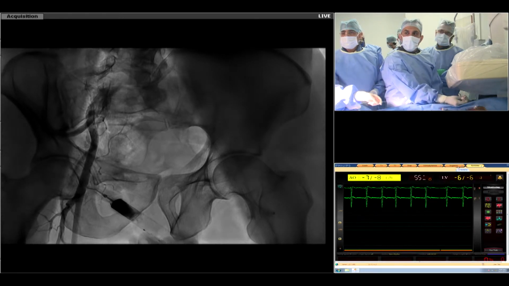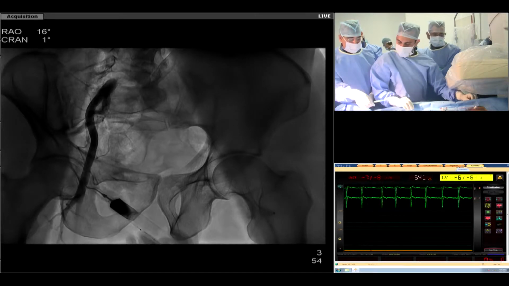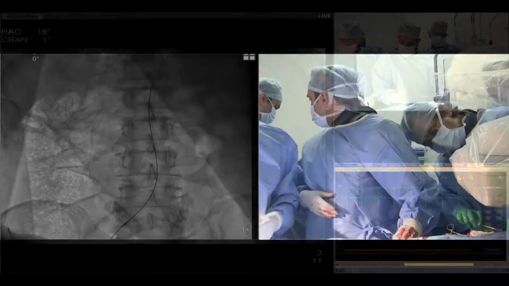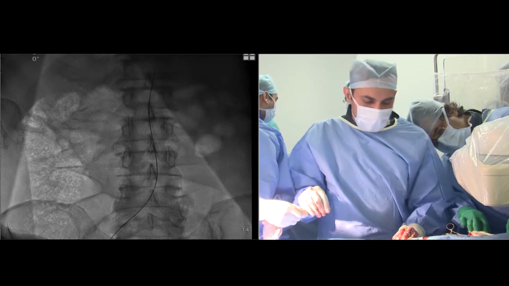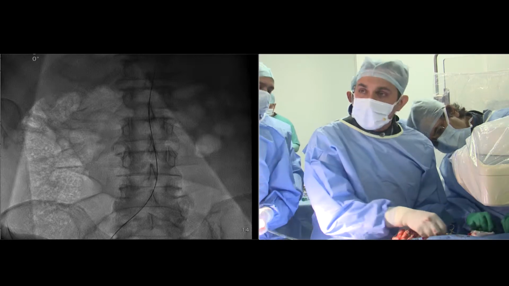So I think that's a good puncture. We are in the middle of the common femoral artery. Next we'll put our, give us a long wire please, Teflon wire. Next, we'll be needing a 7F sheath, a pigtail and a temporary pacemaker.